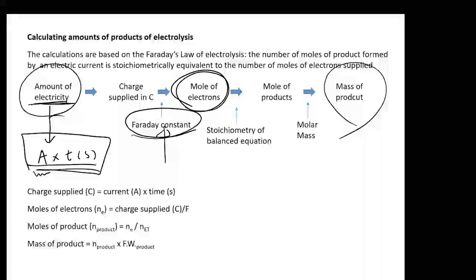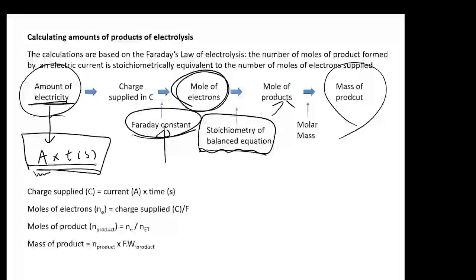Based on the balanced equation, you will see how many electrons you will need for the product. So there will be a conversion here, and you can know how many moles of product will be produced. Once you figure that out, just multiply by the molecular mass or the formula weight of your product. Then you can get the answer.